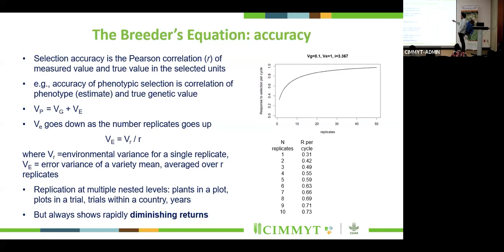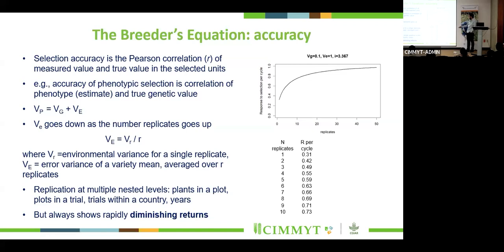So this is another example. We've genetic variance 0.1, environmental variance 1. This is low heritability and a very strong selection intensity example. So your response to selection and the number of replicas. Very quickly diminishing returns, even when you have essentially really low heritability, the value of adding more replicates drops off quite quickly. So this is a heritability that's about 0.1.